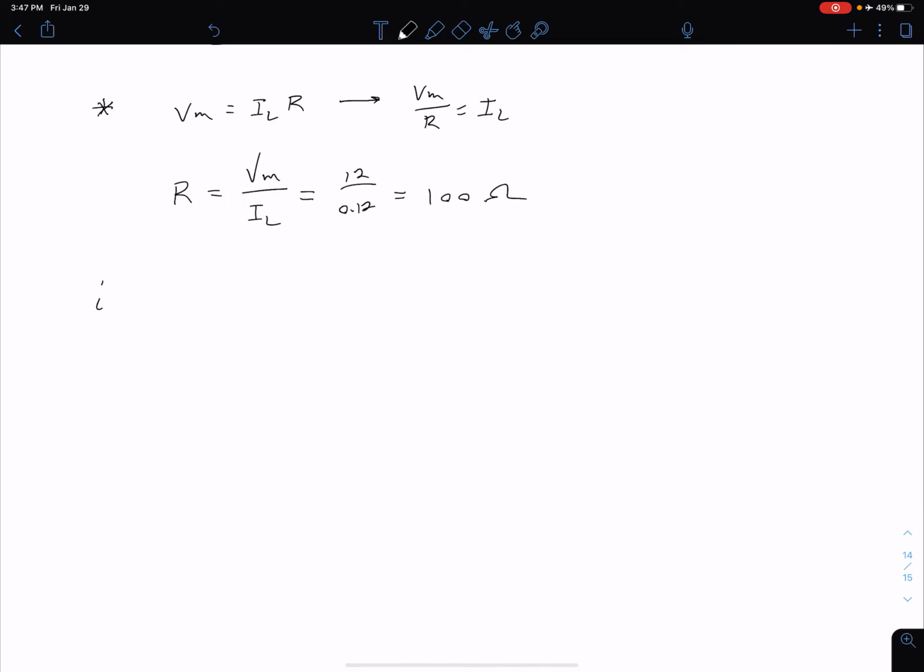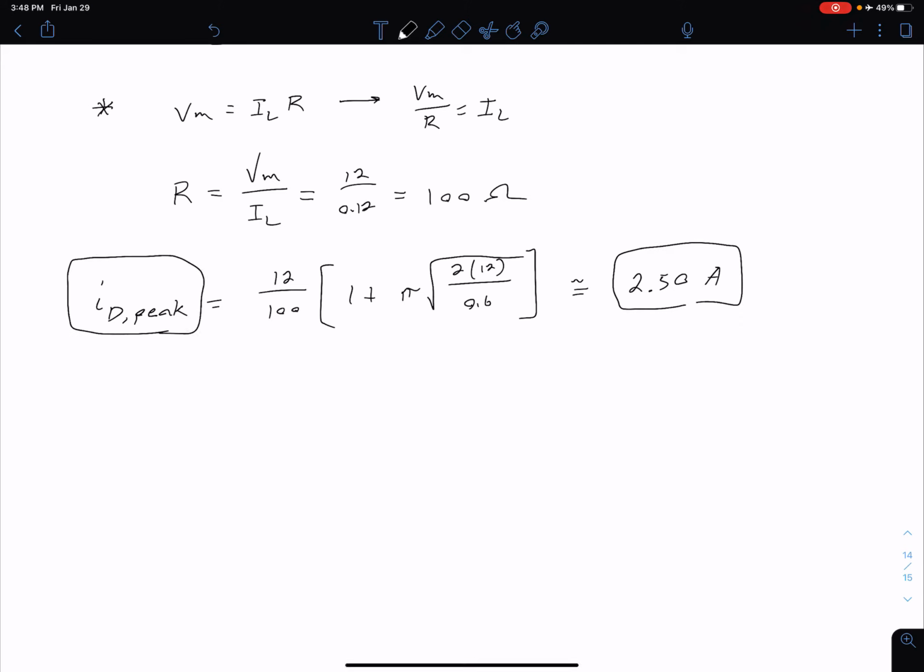So first of all, let's calculate our peak diode current, ID peak. This is going to be equal to our Vm divided by R times 1 plus pi times the square root of 2 times Vm divided by VR. Plugging all of that in, we get approximately 2.50 amps.